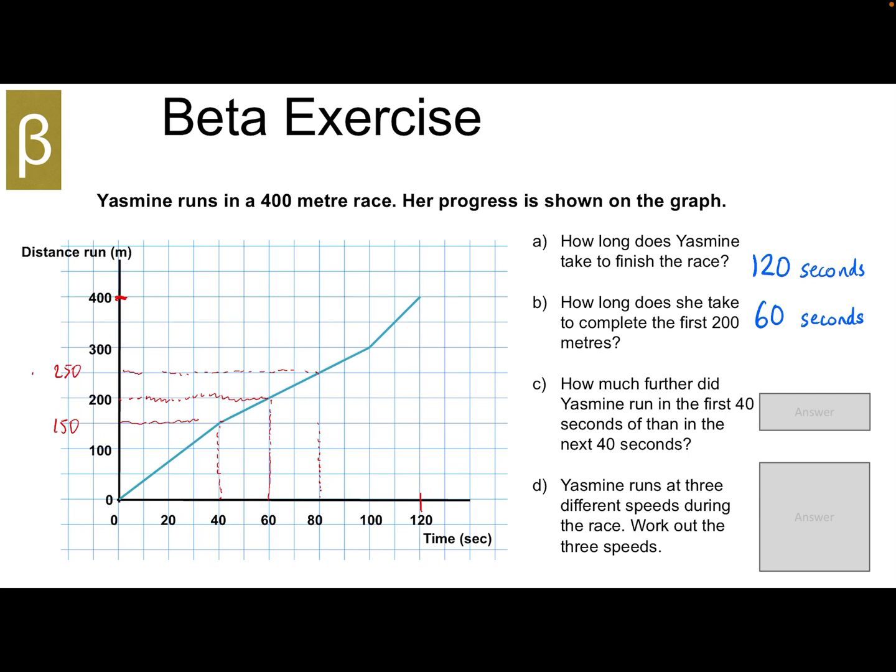So she must have run 100 in the second 40 seconds and 150 in the first 40 seconds. So it appears that she ran 50 metres further in the first 40 than in the second 40. Okay? Yasmin runs at 3 different speeds during the race.